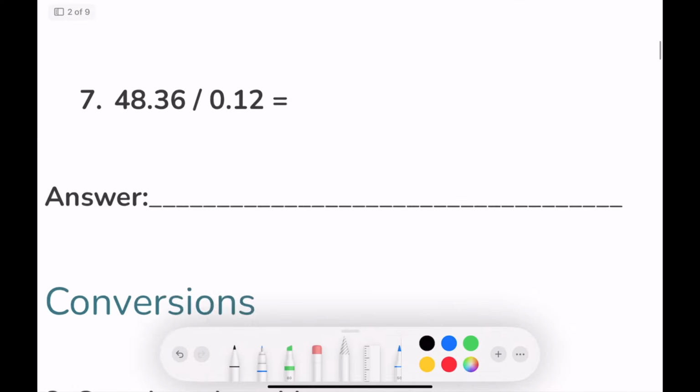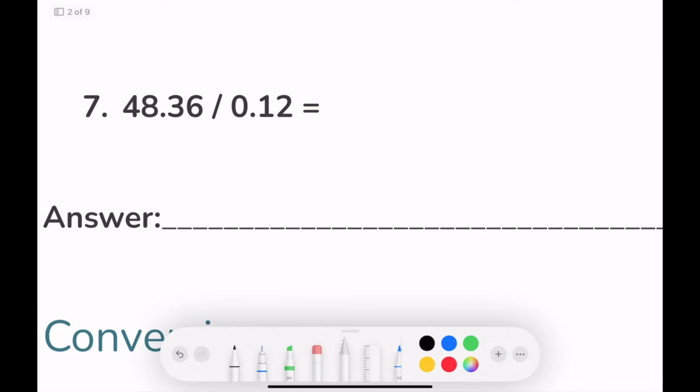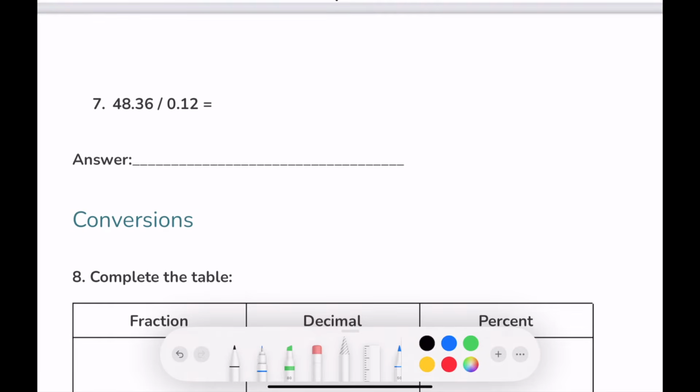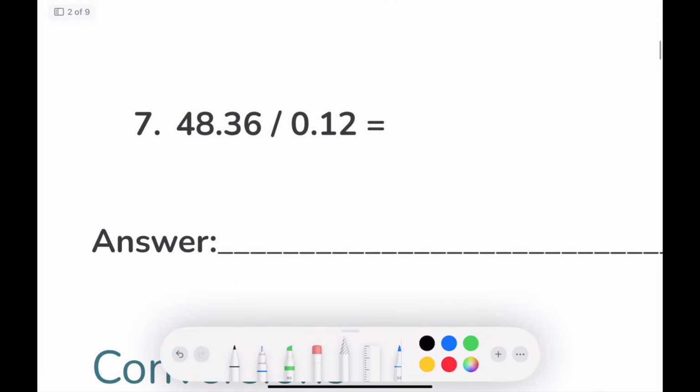All right, now we are being asked to demonstrate our understanding and ability to divide with decimals. So let's try it out. We have 48.36 divided by 0.12. Ooh, I just noticed something. And again, these are the types of math fundamentals that will help you not only pass your exam, but make sure that you finish it.